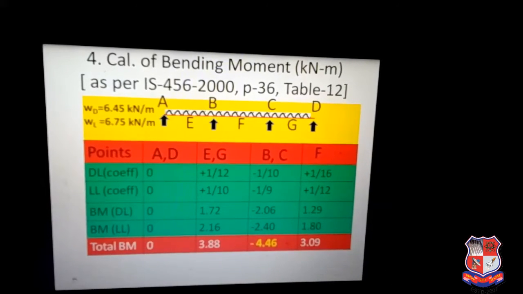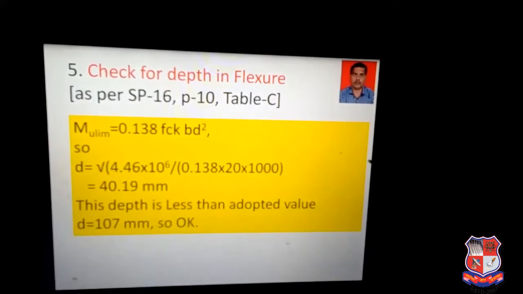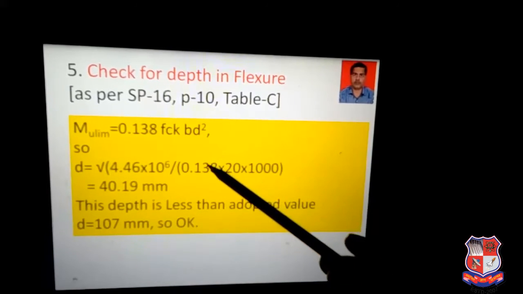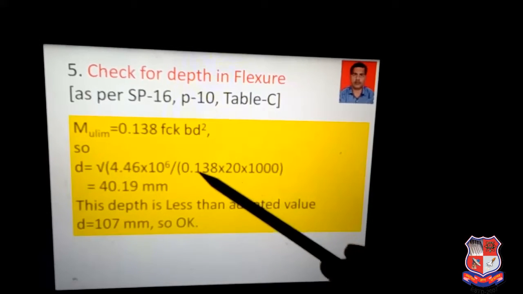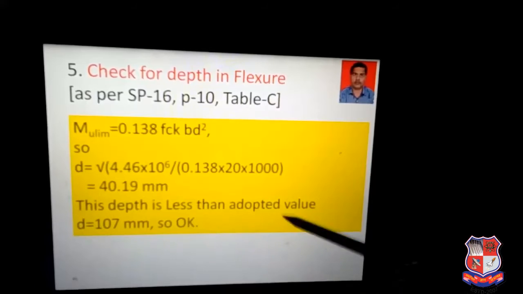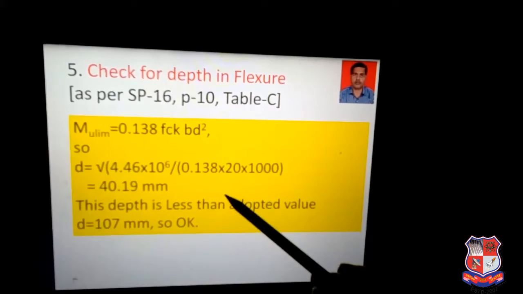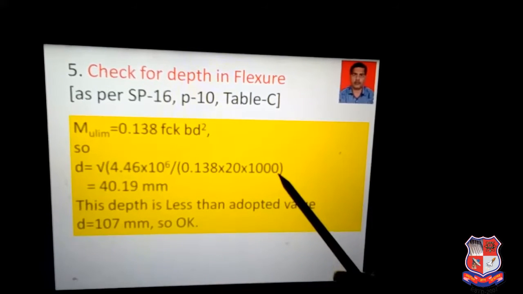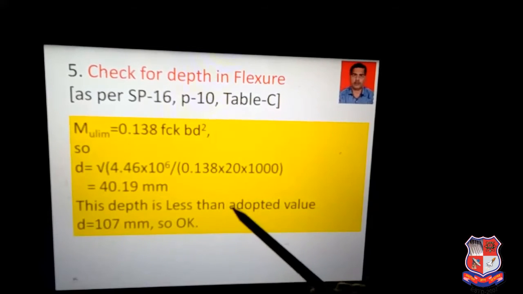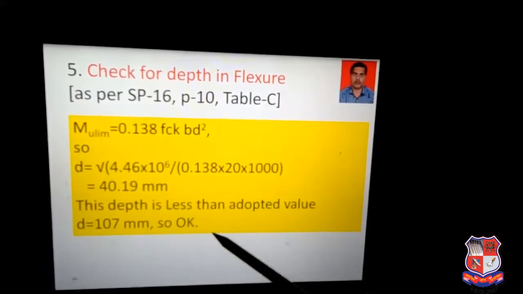Corresponding to this value, we will now calculate the effective depth in flexure criteria. As per SP 16, page 10, table C, the given formula is Mu lim = 0.138 fck b d square. From this, Mu lim is equal to the maximum value of moment, that is 4.46 into 10 to the 6 divided by 0.138 into 20 multiplied by 1,000. Taking the square root of all this gives d as 40.19. So this depth is less than the adopted value of the depth in the load calculation, that is 107 millimeter. So it's okay.